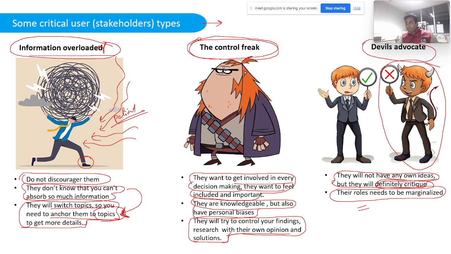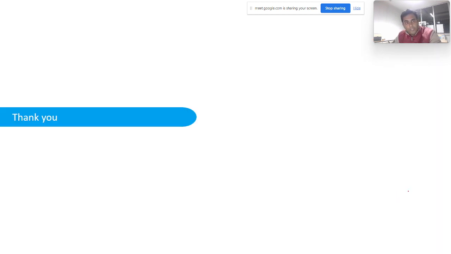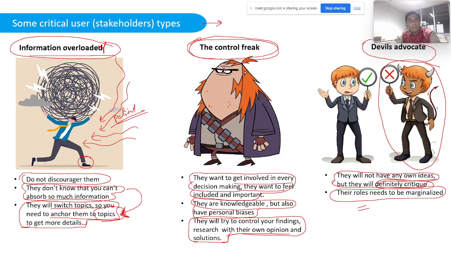Okay, so that's all for today's session. In this particular session, I explained to you about the user-centric design process and its various activities, the various kinds of user research, and the various techniques of contextual inquiry. Details about requirement analysis you'll study in the next week's lectures. And also I talked about some critical user types which you need to know how to deal with. So that's it for today's class.